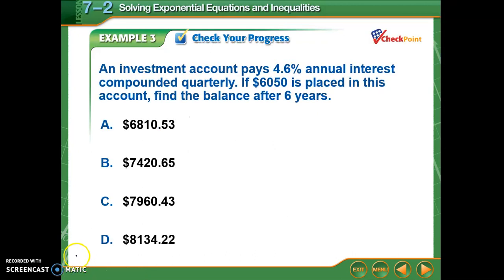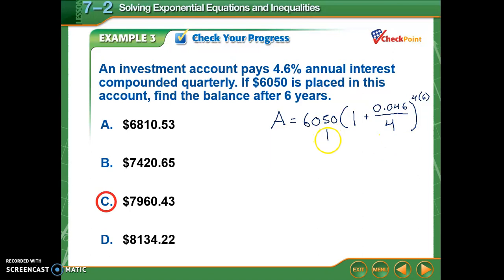All right, you guys try this one. You should have gotten $7,960.43. And this is how the setup of your equation should look. Here's your principal. There's your interest rate as a decimal, how many times you're compounding per year, and then here is the time of 6 years.